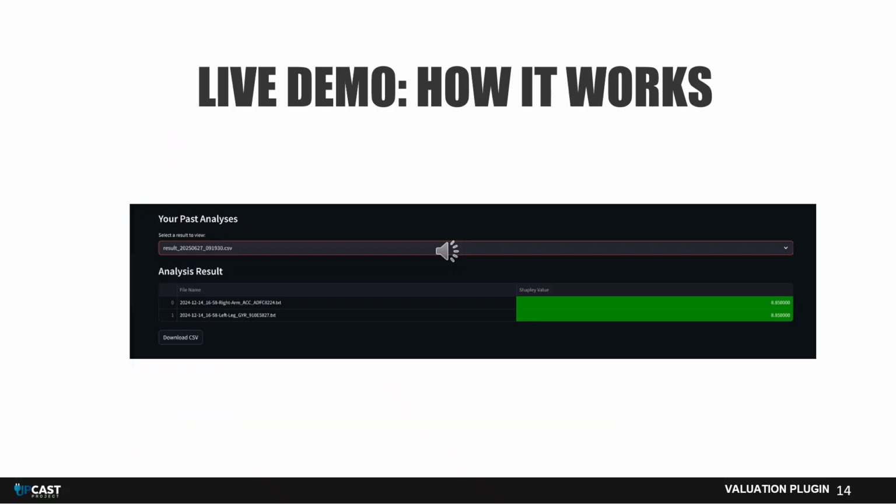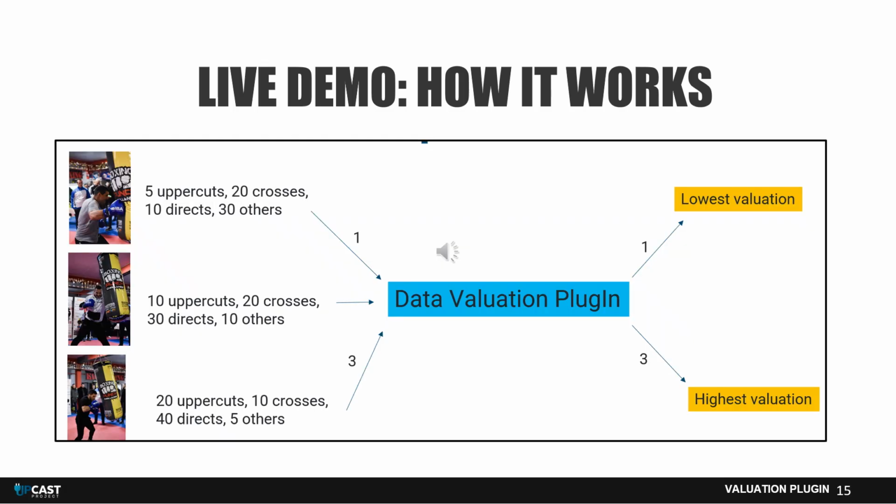This slide shows the values provided by the Valuation Plugin for the previous case. This slide illustrates how the Valuation Plugin generates different results for different types of punches provided by different users. The third user seems to be the most efficient one, and his data will be most valuable.